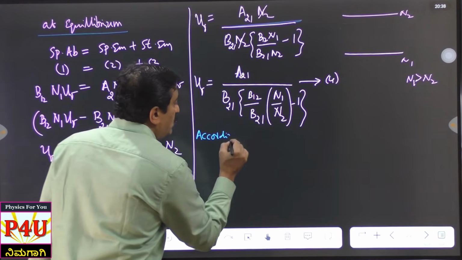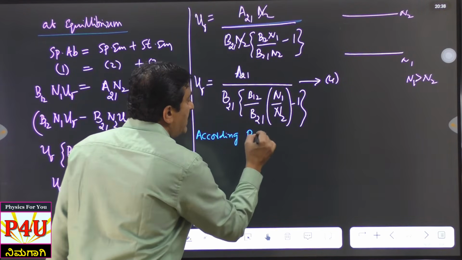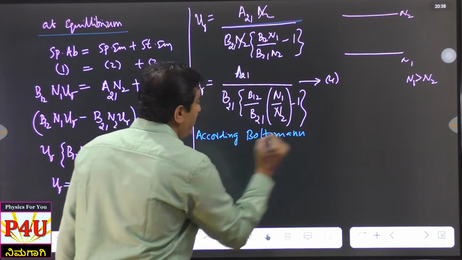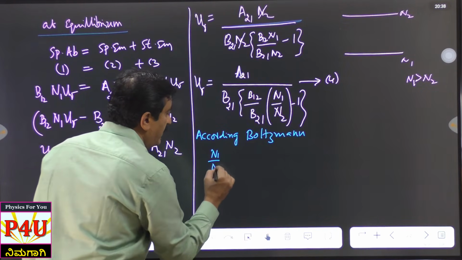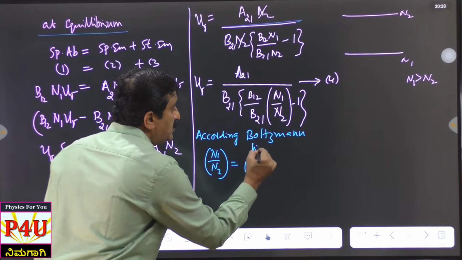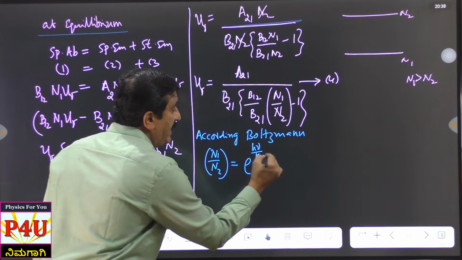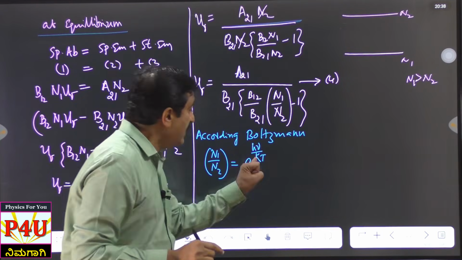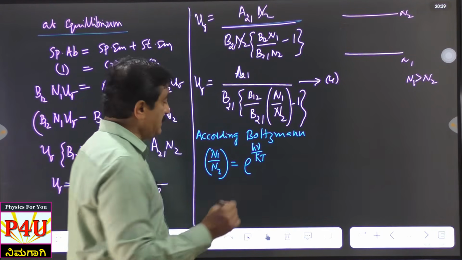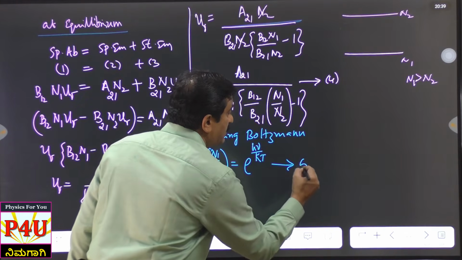So according to Boltzmann, we borrow this equation. According to Boltzmann, what is the equation? n1 divided by n2 is equal to e to the power of h nu divided by kt, where nu stands for frequency, k for Boltzmann constant, t is temperature, h is Planck's constant. So this is equation number 5.